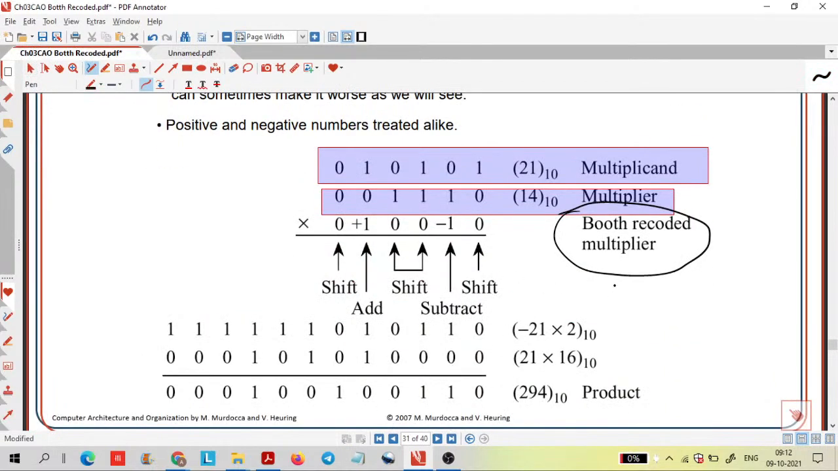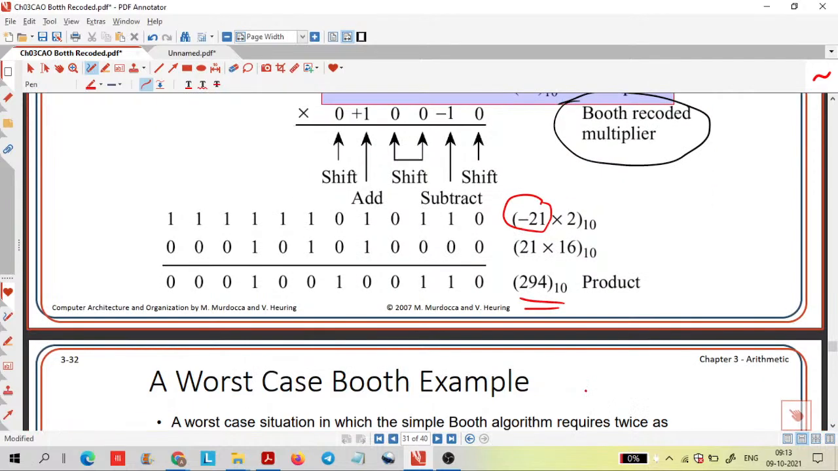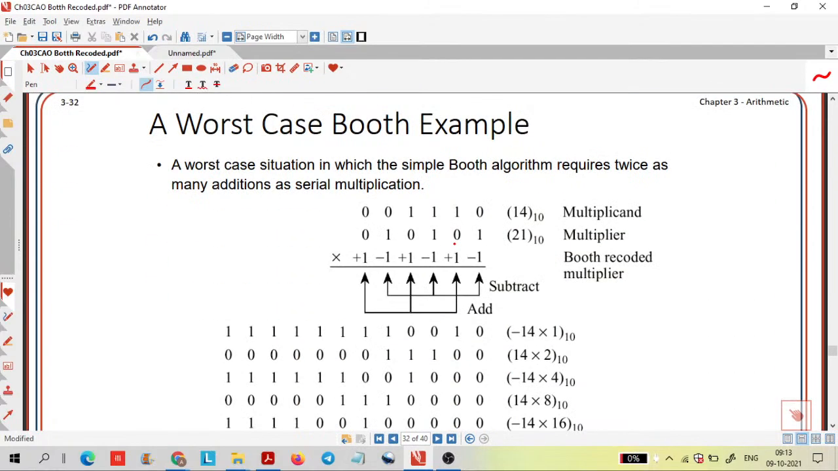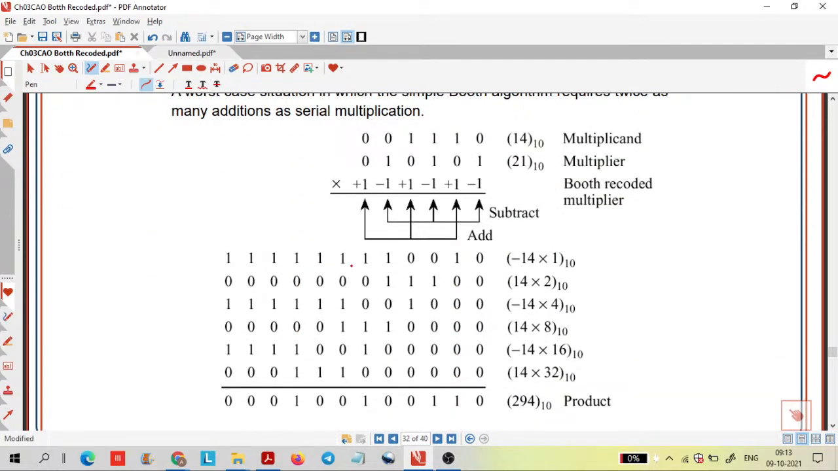So in the Booth recoded multiplier, we have some drawbacks. What is the drawback? Here we take the multiplicand value and the position. If there is a worst case, you will get more number of plus 1 and minus 1. So more number of plus 1 minus 1 operations means that much time you have to perform the steps.